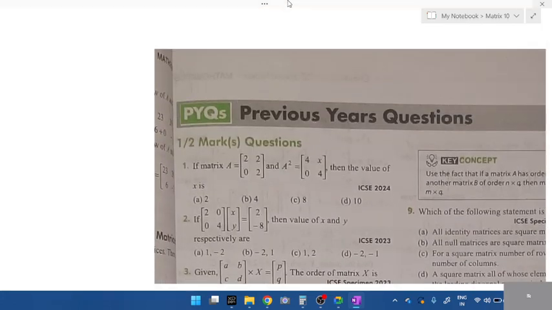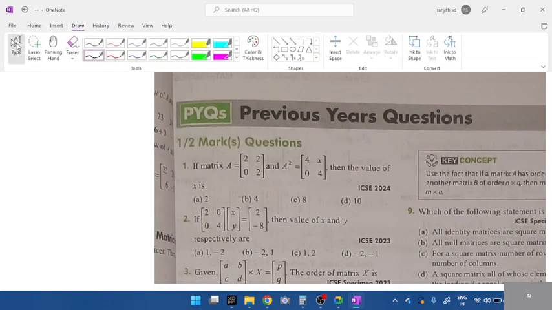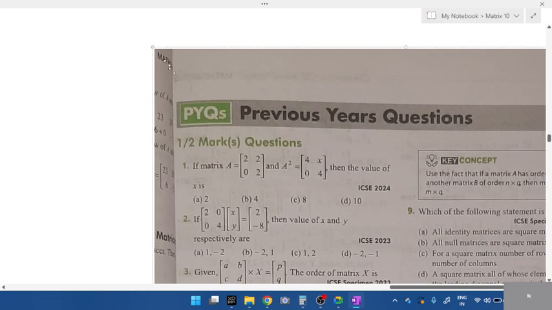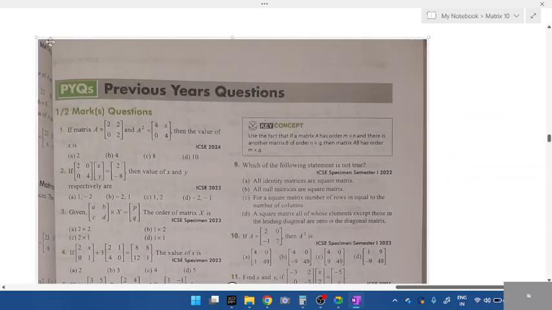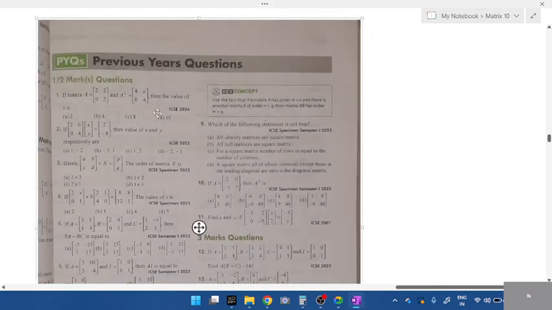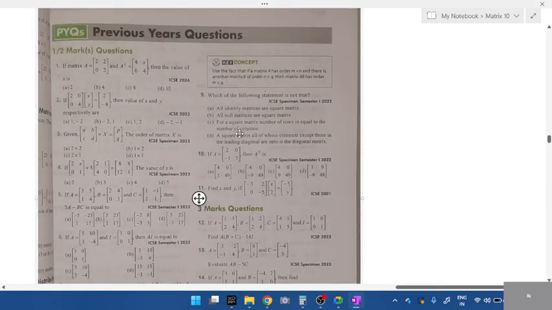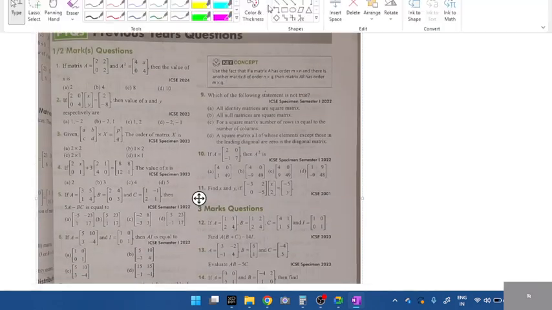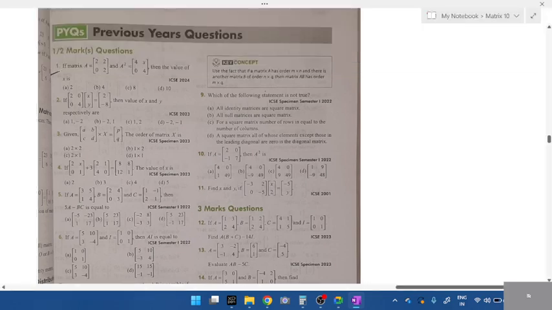Look at the question 2024. See, MCQ is always easy. They've given you two matrices, right? Look at MCQ first main first question 2024. 25 and 26, we'll do it later. A square is given, A is given. Then find the value of X. This is how you'll get the question.